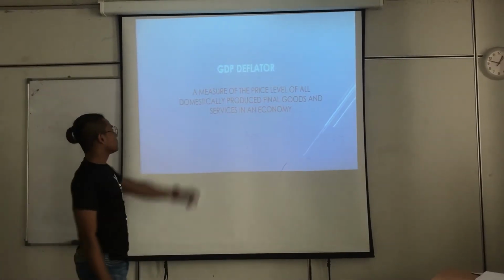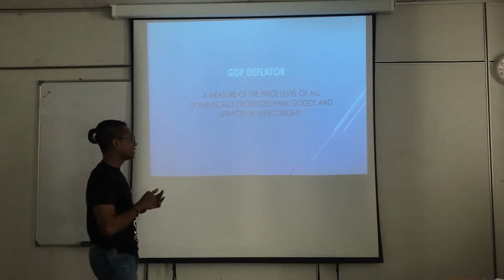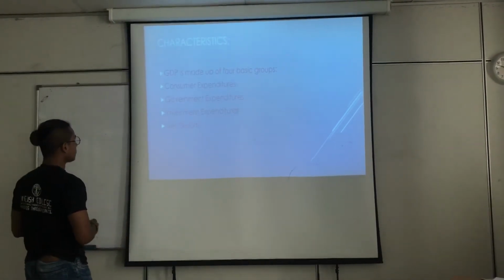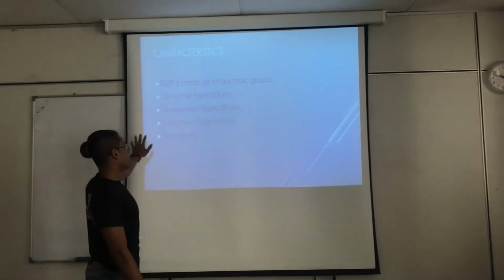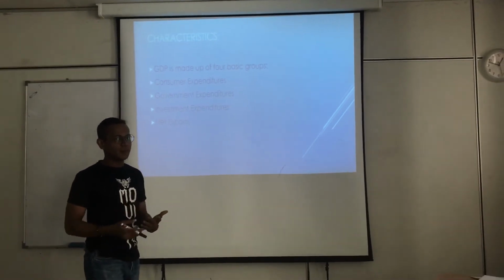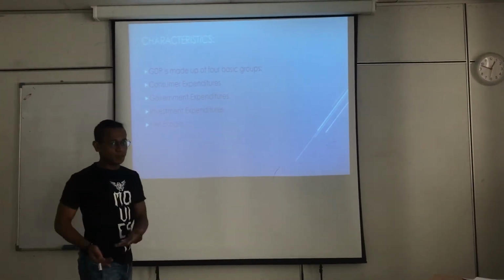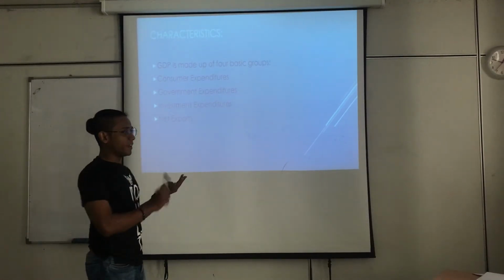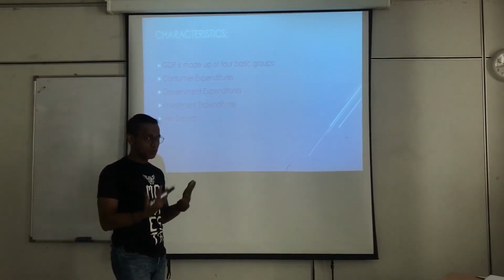Next one. One more way to calculate price index or price level is by using the GDP deflator. The GDP deflator is a measure of the price level of all domestically produced final goods and services in an economy. Next. The GDP deflator is made out of 4 basic groups. It covers a lot more than CPI does. In this case, GDP deflator uses consumer expenditures, government expenditures, investment expenditures, and also net exports. It accounts for everything that the economy of the country produces.